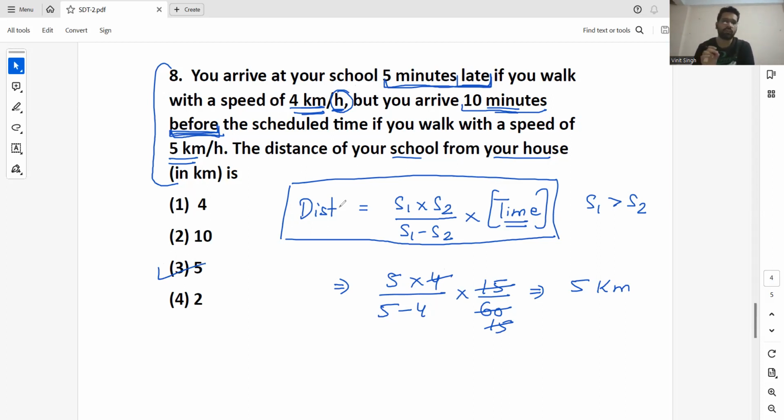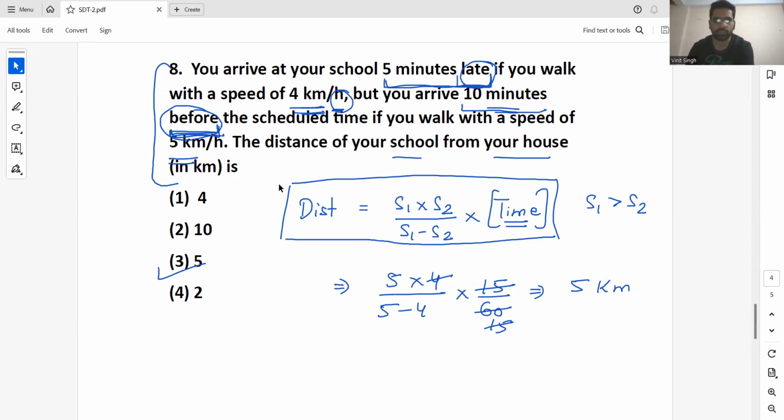The language of the question will remain the same, but its terms change. Like that, if the 4 kilometer speed is changed, the time will be changed. In case of late and early, you will add both times. When the time is given in minutes, divide by 60. When the time is given in hours, no need to divide it by 60. Remember this thing.